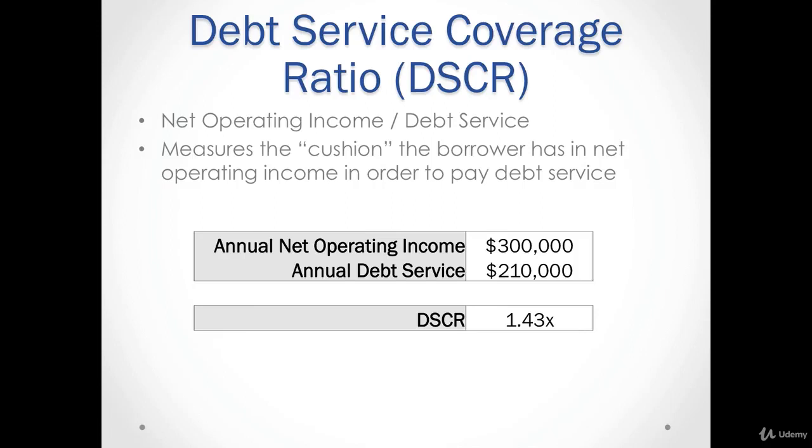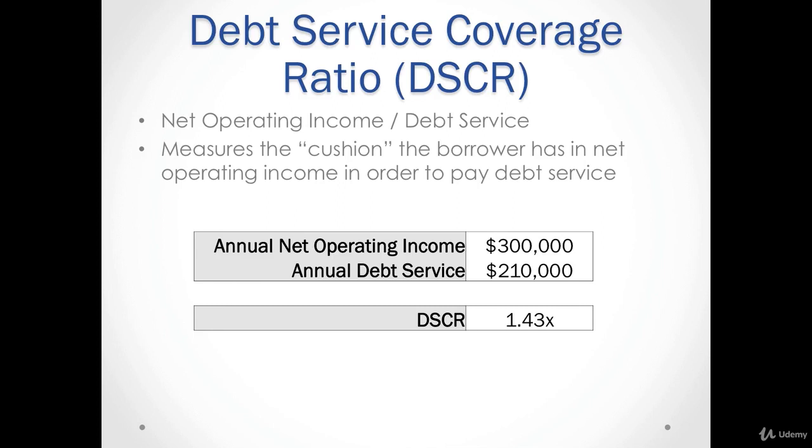The next metric that lenders are going to take a look at, and one of the most important metrics, is the debt service coverage ratio, or the DSCR for short. And this is defined as the net operating income divided by the total debt service. So it really measures the cushion the borrower has in net operating income in order to pay debt service. So if you think about it, it's really a measure of risk for the lender.